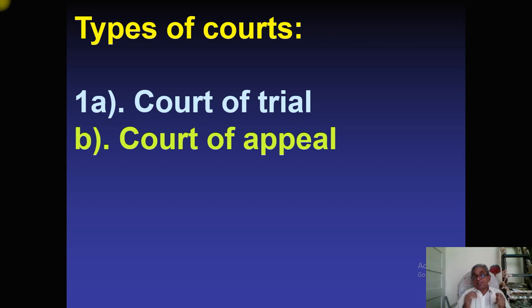Now, if in a case the court of trial in case of murder is the session court, and the punishment is awarded to the culprit of the murder or the person is released, both ways appeal may be made before the high court. Appeal may be made against the decision of the session judge before the judge of the high court. So court of trial, court of appeal.